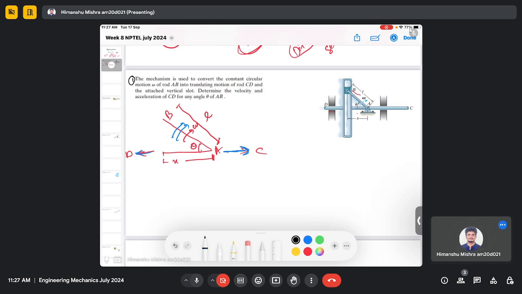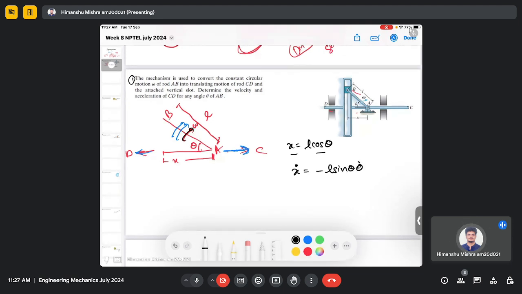So here I can write X as L cos theta. Now since X is changing with time because of this angular motion of the rod, I can differentiate this expression in time, and I can write X dot equals minus L sine theta, theta dot. Because this X is changing, because this rod AB is rotating, and in the question, due to this rotation, there is a change in the position of rod CD, right?